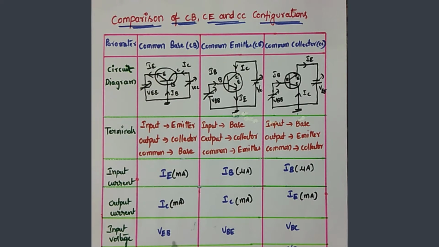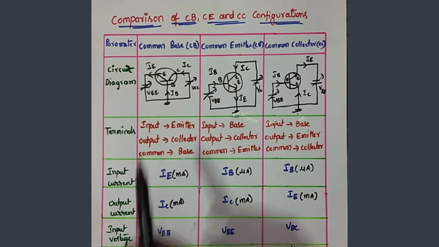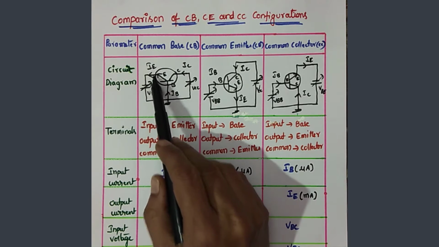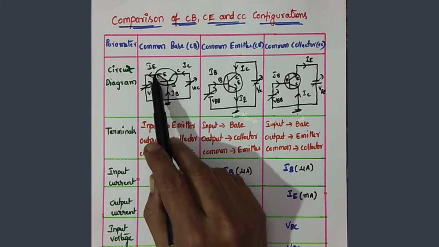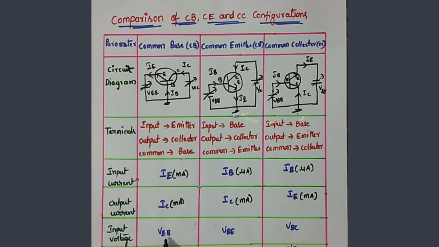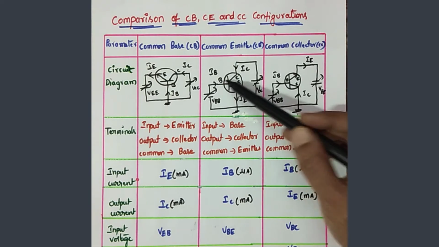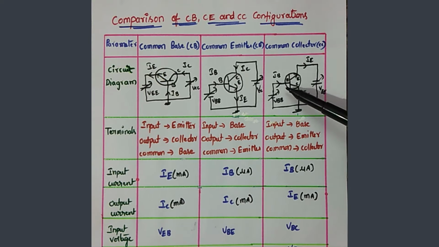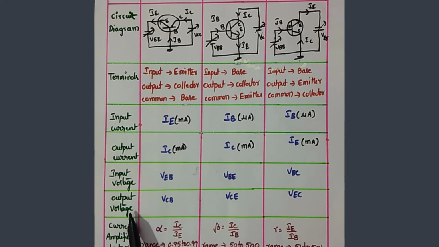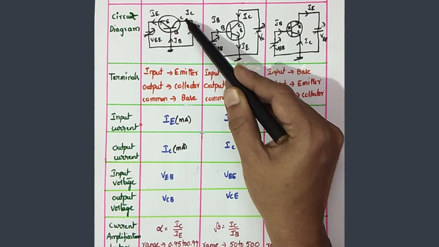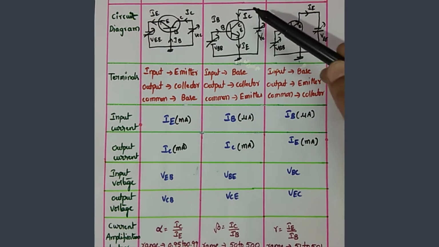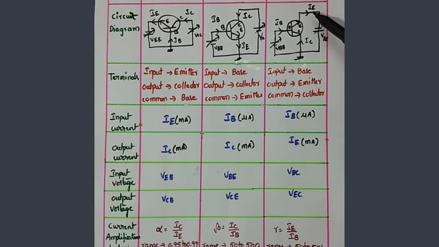Then the input voltage is the voltage between the input terminal and the common terminal. So the voltage between these two is VEB, here the voltage between these two is VBE, and here the voltage between these two is VBC. Then output voltage is the voltage between the output terminal and the grounded terminal. So here it is VCB, here it is VCE, here it is VEC.